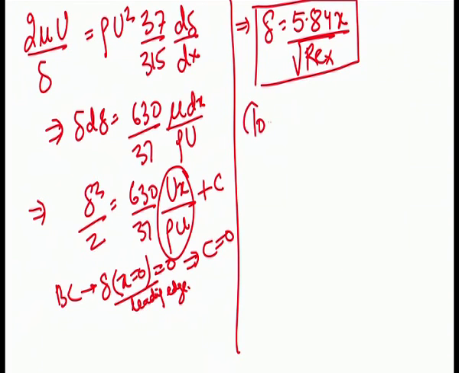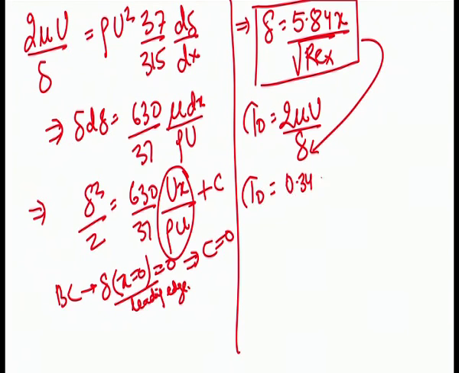Now you can obtain 2 mu capital U by delta. Delta is known from here and everything else is known, so you can obtain tau naught as 0.34 mu capital U by x under root Re_x.